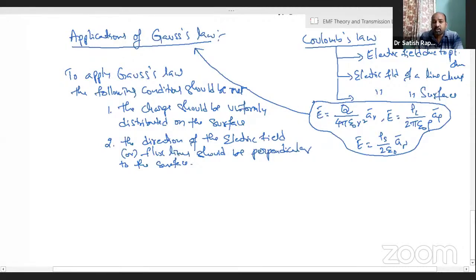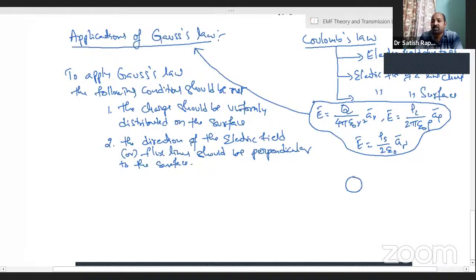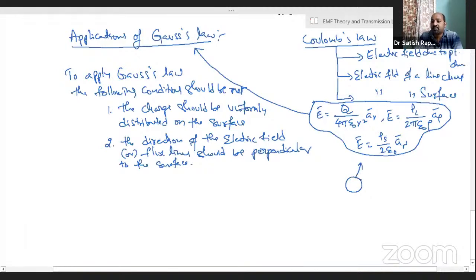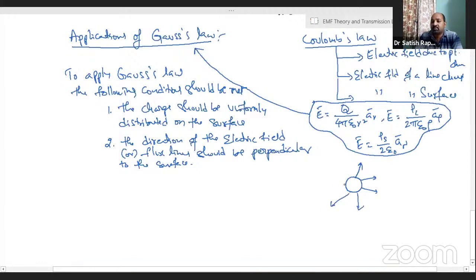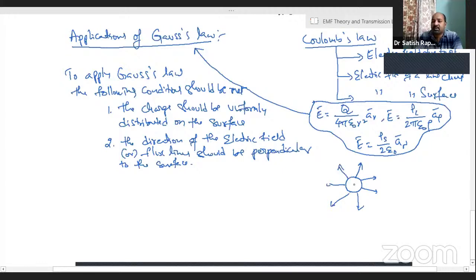So charge should be uniformly distributed on the surface. That means what? Charge should be constant. It should not vary with respect to distance, so it should be constant everywhere. And the second point is the direction of electric field or flux line should be perpendicular to the surface, as we have discussed earlier. For example, if you take a surface, the electric field should be normal to the surface everywhere. Then we can apply Gauss law.